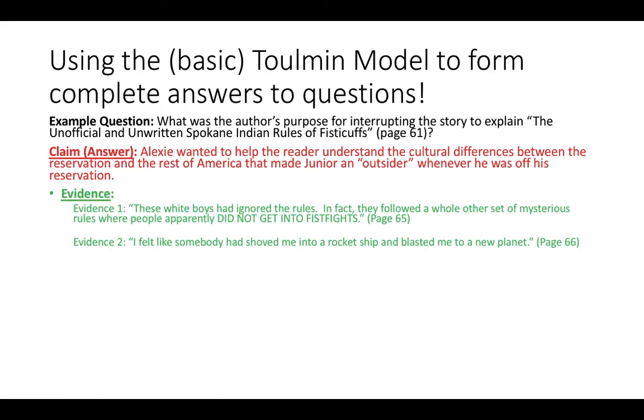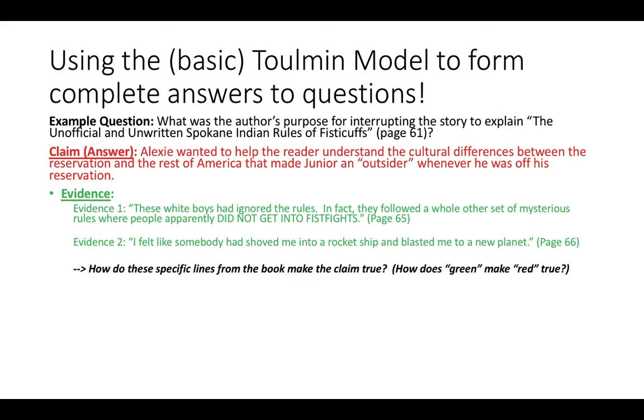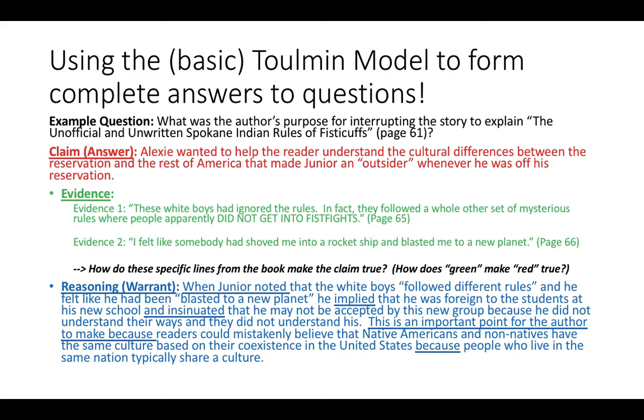Some compelling evidence might include these white boys had ignored the rules. In fact, they followed a whole other set of mysterious rules where people apparently did not get into fistfights on page 65, and I felt like somebody had shoved me into a rocket ship and blasted me to a new planet, page 66. So the question is, how do these specific lines from the book make the claim true? How do the green lines make the red line true? Here is some possible reasoning.